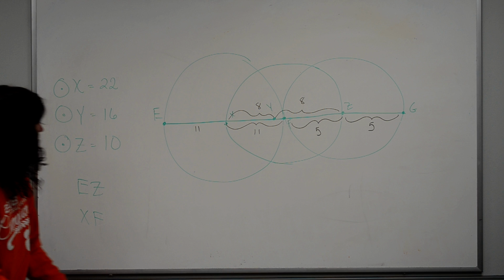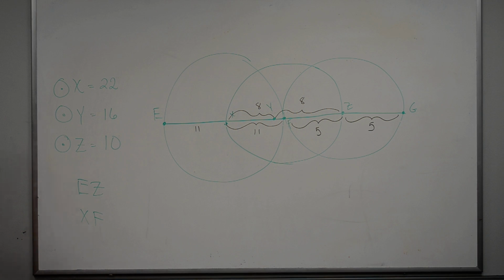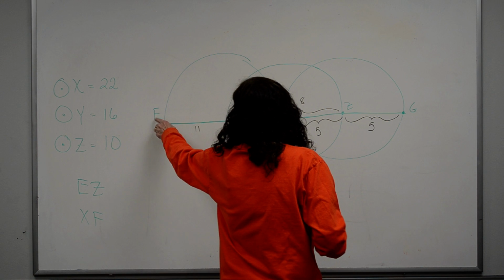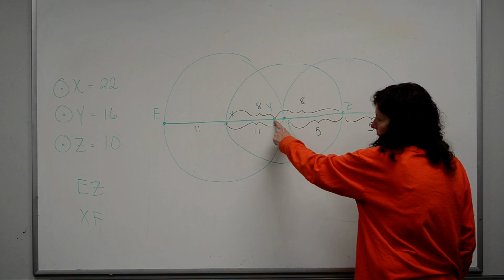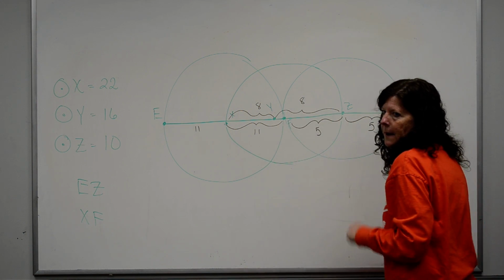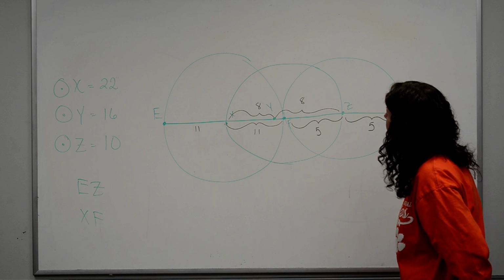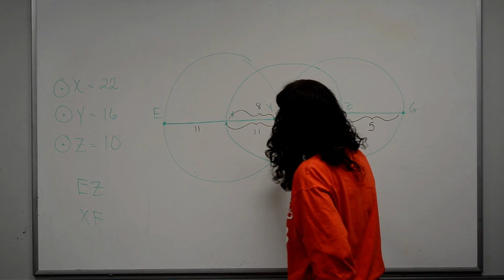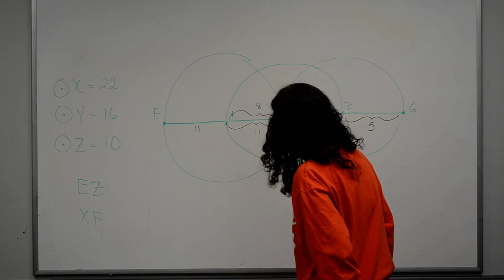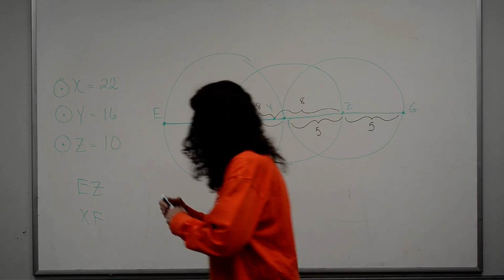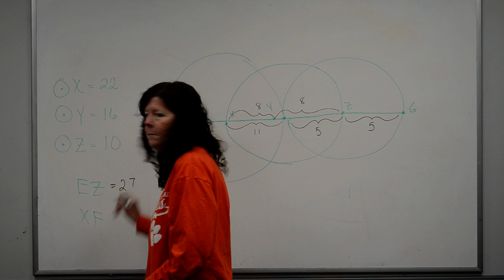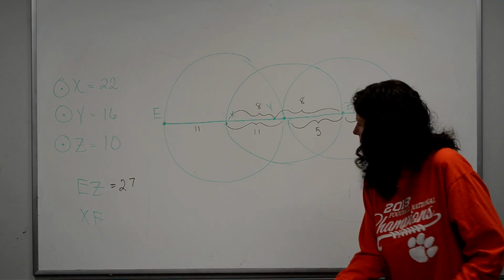How are you supposed to do E to Z if there's all different lengths? It wants E to Z, so you've got to go, okay, what's the distance from here to here? 11. What's the distance from here to here? 8. Which is 19, and what's the distance from here to here? I was just thinking the 11 and the 5 at the bottom. Well, you could do 11 and 5 at the bottom if you wanted to. That should get you the same length. If you've done it correctly, it looks like it'd be 27. Yeah, that's what I got.